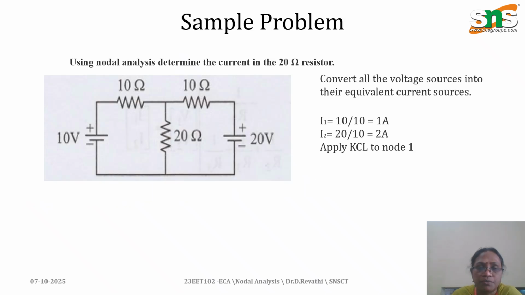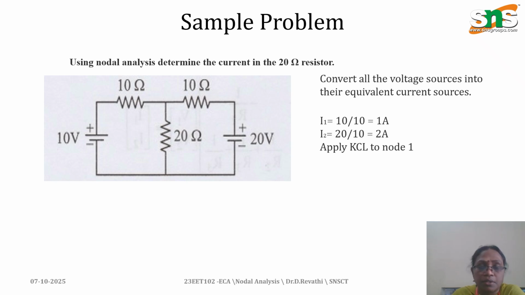Write the equation for node 1. I1 is equal to 10 by 10, that is 1 amp. Normally, when we are going to solve by the node method, it is easy to solve. We have to consider the current source because we are applying KCL. So if the circuit consists of a voltage source, we just have to change it into a current source.